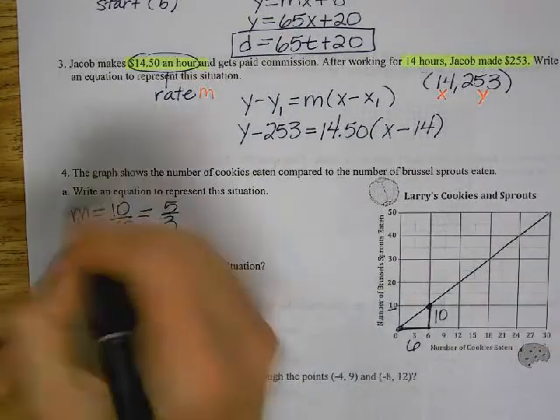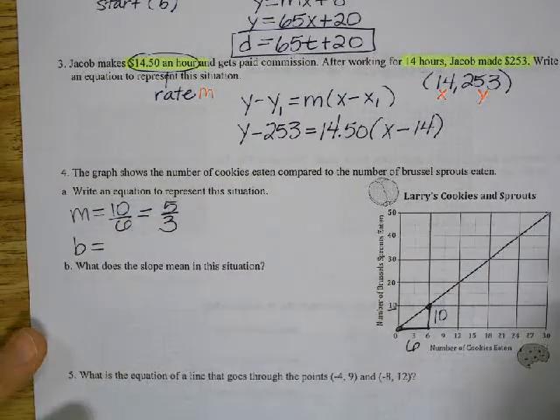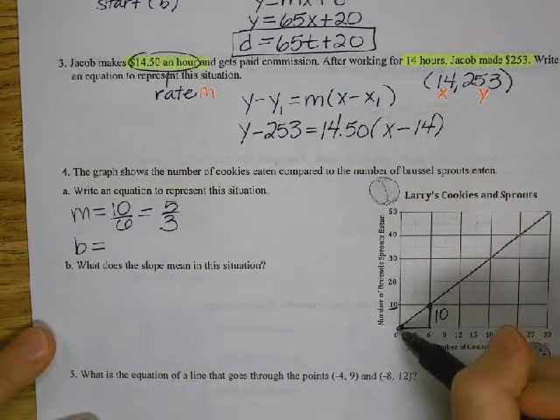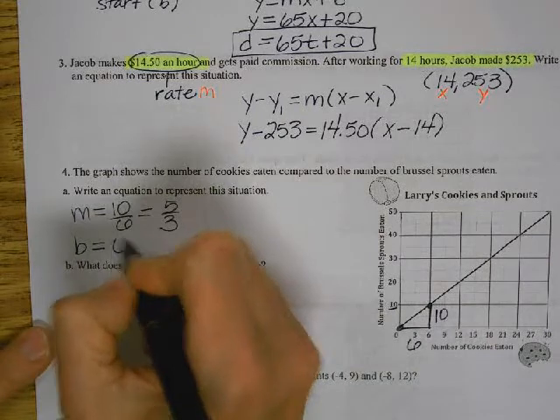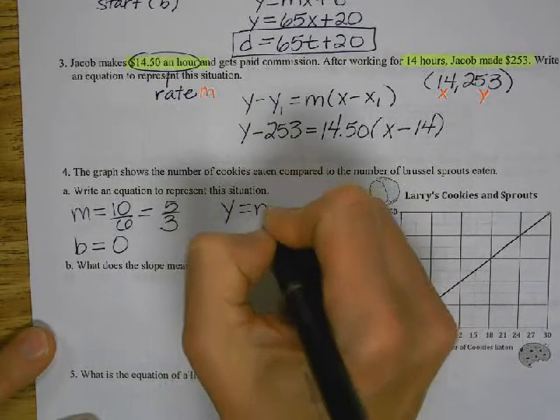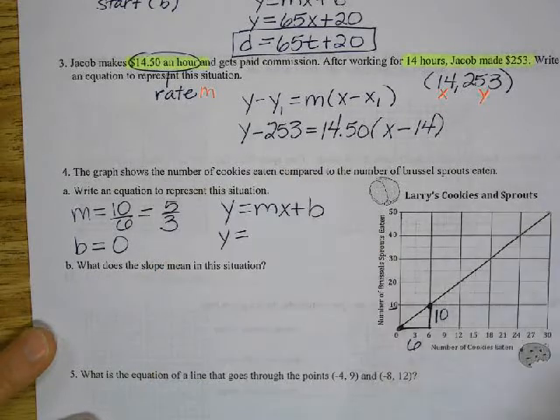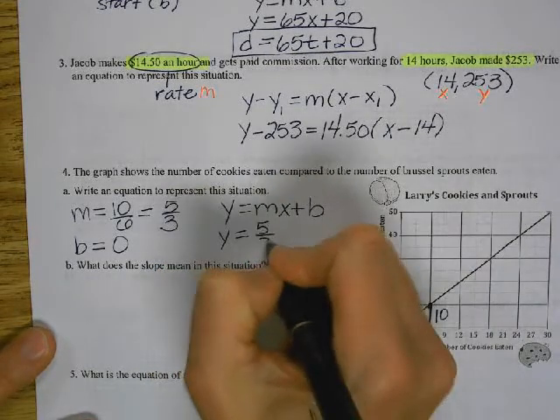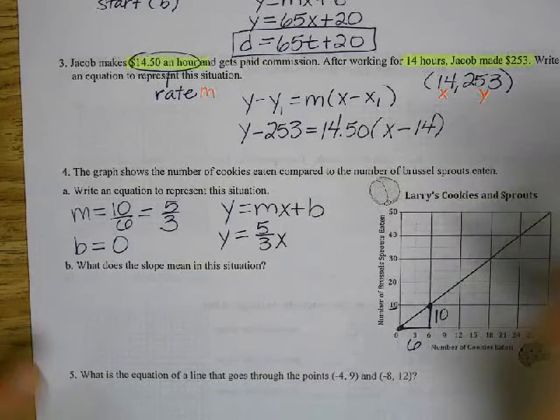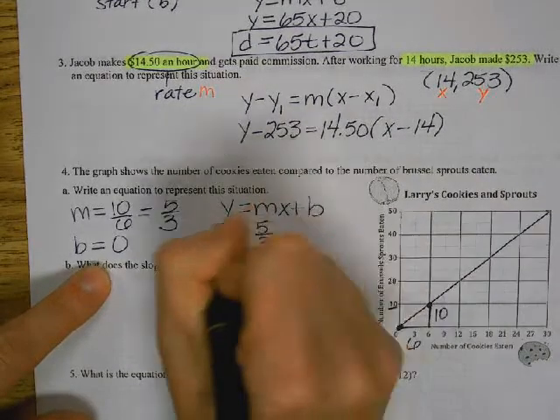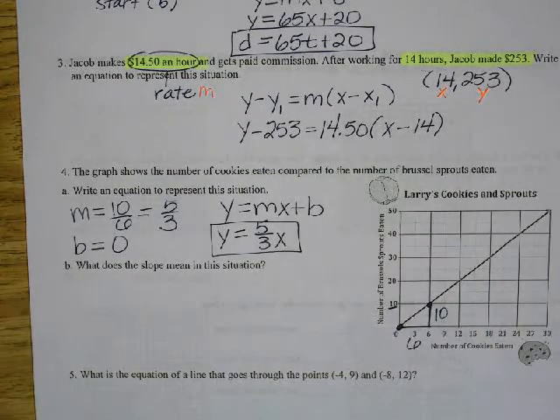So that's my slope. What's b? Well, b is my y-intercept. Where does it cross the y-axis? It crosses the y-axis at 0. Y equals mx plus b. Y equals, m is 5/3, so 5/3 x, plus 0. We don't usually write plus 0, so that's going to be our final answer, 5/3 x.